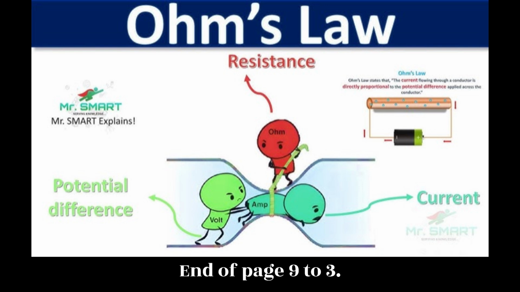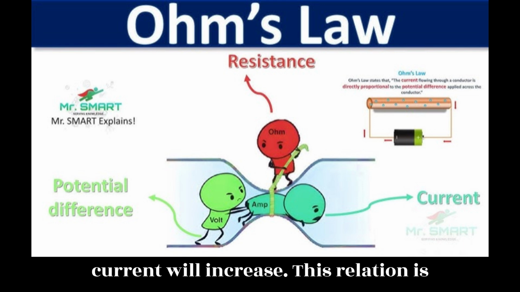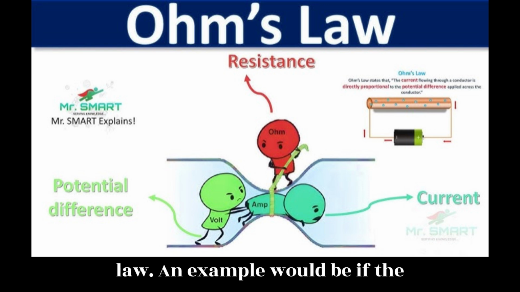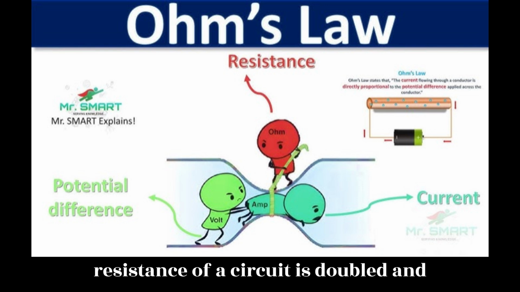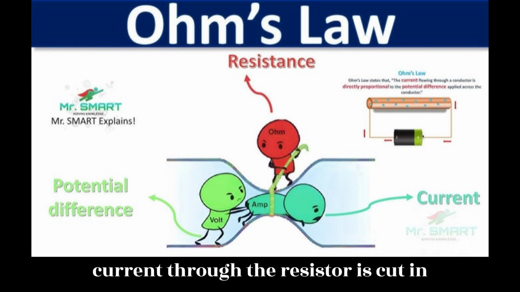If the resistance is reduced, then the current will increase. This relation is linear in nature and is known as Ohm's law. An example would be if the resistance of a circuit is doubled, and the voltage is held constant, then the current through the resistor is cut in half.